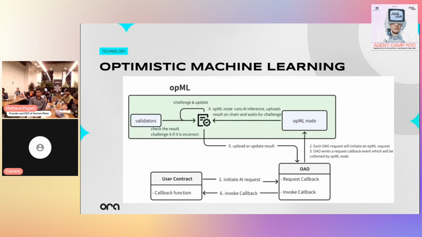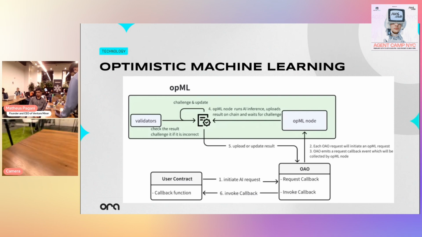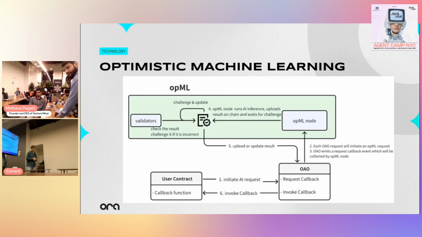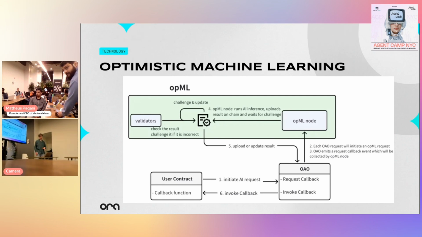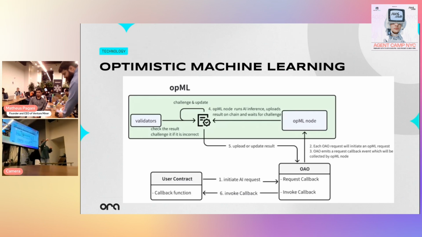And for those who are familiar with different blockchains, different rollups, this is very much how an optimistic rollup works. The proof is submitted on chain with the result back to the smart contract or user, however you want to view it. And the proof is then checked if challenged. And that is why optimistic machine learning sits in this middle ground.